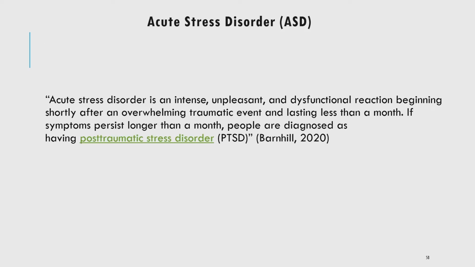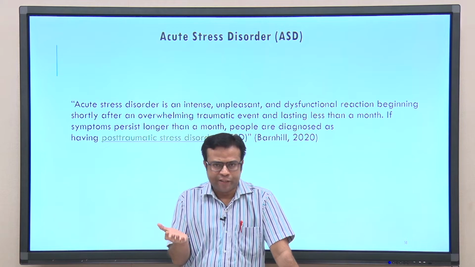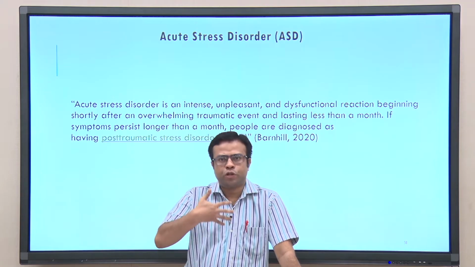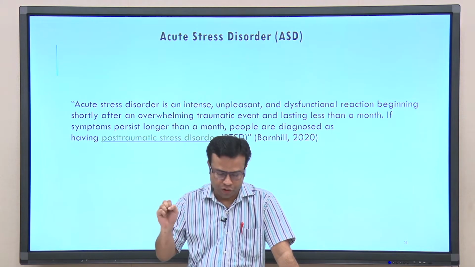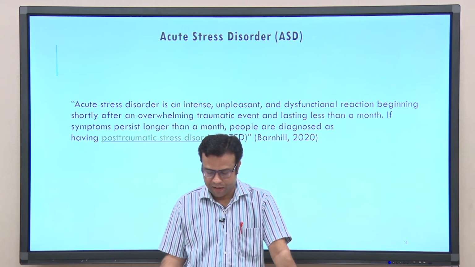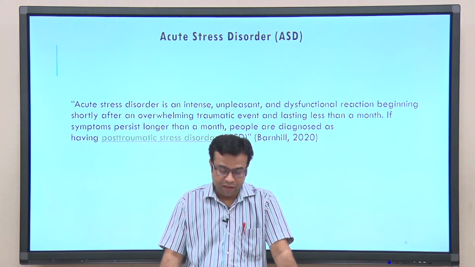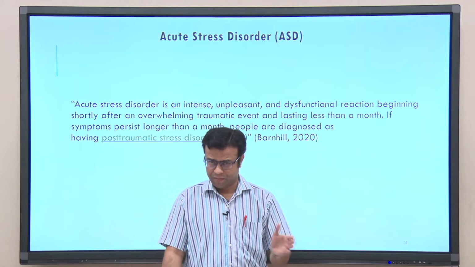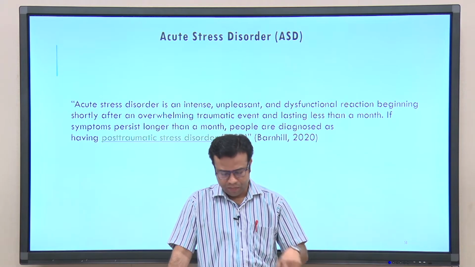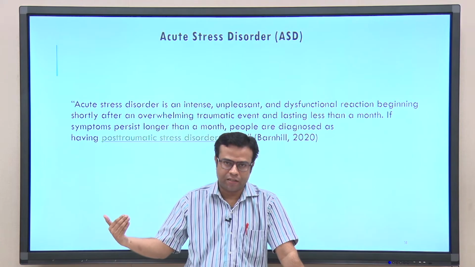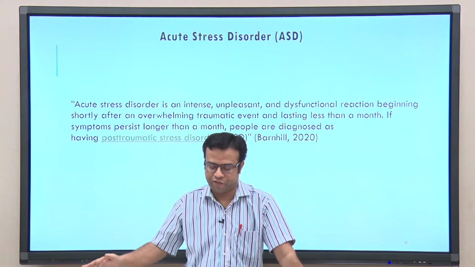So, let us start with acute stress disorder. This is obviously connected to stressful encounters and particularly traumatic events. An encounter with a traumatic event can lead to acute stress disorder. Acute stress disorder is an intense, unpleasant and dysfunctional reaction beginning just after an overwhelming traumatic event, which generally lasts less than 1 month. However, if symptoms persist for more than 1 month, it can be diagnosed as post traumatic stress disorder, which we will talk about just after this.